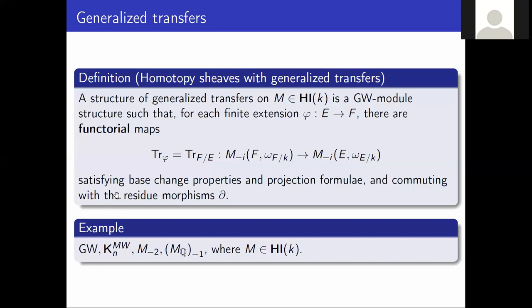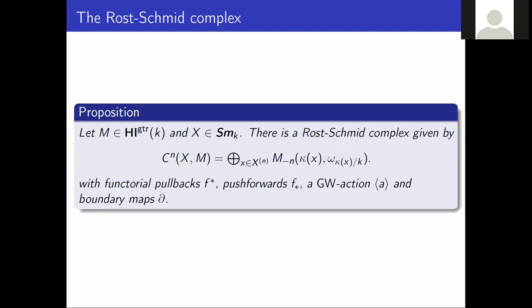Okay, so what can I say about homotopy sheaves with generalized transfers? So first of all, I can define a Rost-Schmid complex as usual. So for any smooth scheme, you can define the complex in cohomological degrees n, which is, as usual, the sum over codimension n points. We need to twist for some reasons. And in our case, since, like I said, M has four kinds of different data, you can see that our Rost-Schmid complex also has four kinds of different data: pullbacks, push forwards, G-action, and boundary maps.